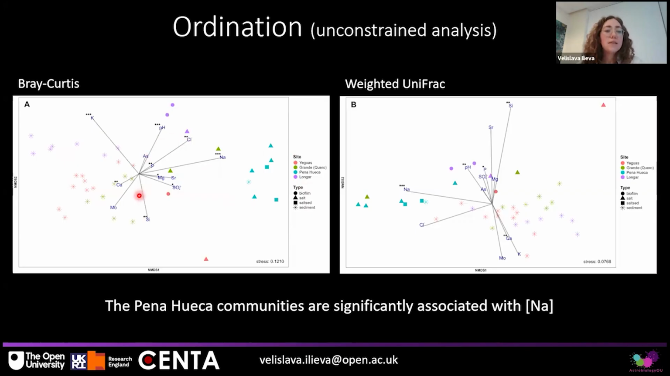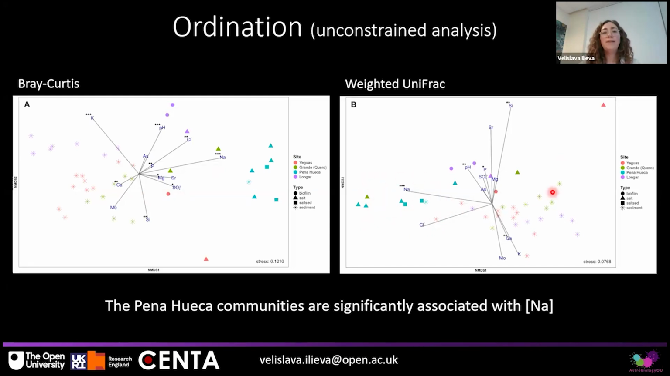Also, for this type of analysis, I added the environmental variables post hoc onto the plot and performed statistical analyses to identify which environmental variables are linked to the communities. And this is where we have the asterisks above certain parameters. For the weighted UniFrac distances on plot B, it's a very similar kind of concept, but we take into account phylogenetic relatedness as well as similarity in taxonomy. And we see that, again, Penahueca are slightly away and they are linked to the concentration of sodium.